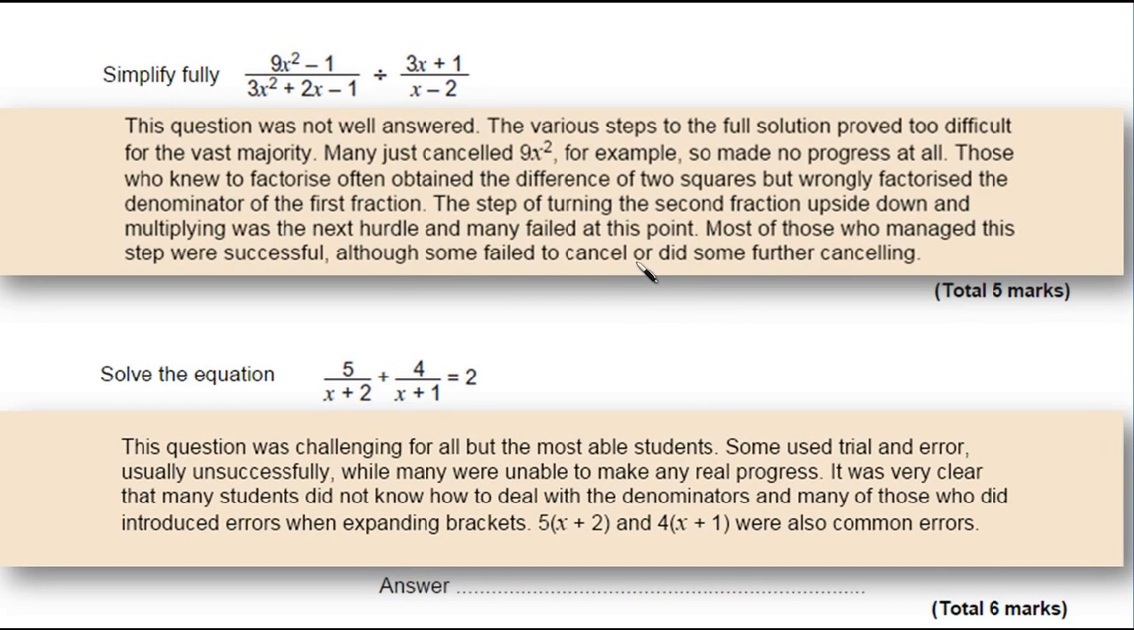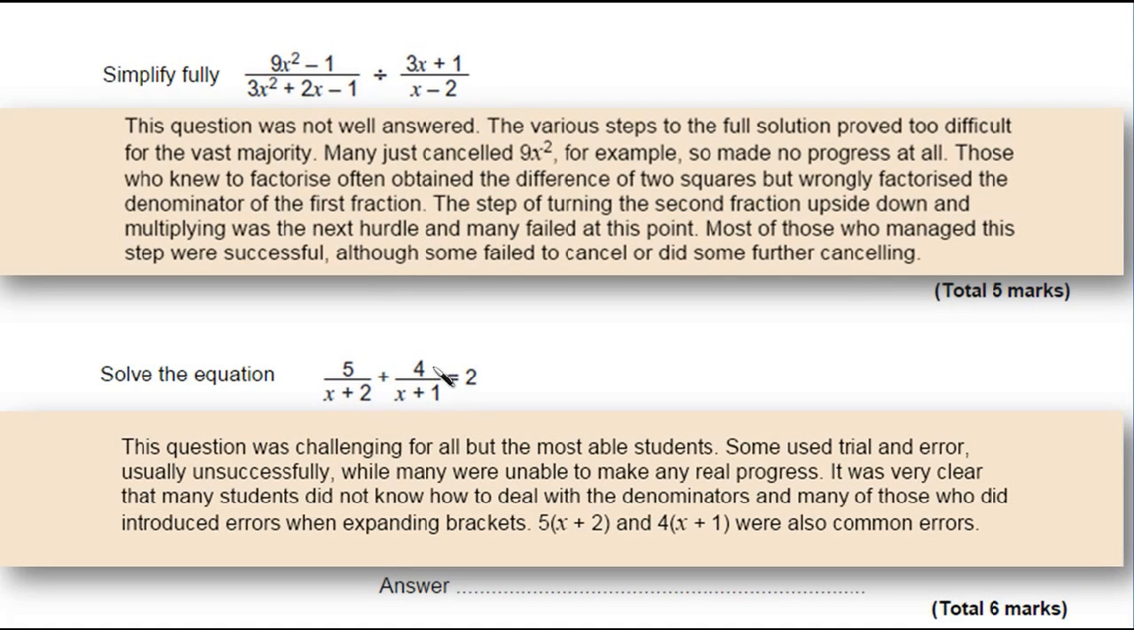The step of turning the second fraction upside down and multiplying was the next hurdle, and many couldn't do that. Many failed at this point. Most of those who managed this step were successful, although some failed to cancel or did some further cancelling that they didn't need to do. Okay, so it seems as though many people just didn't know how to proceed with something like this.